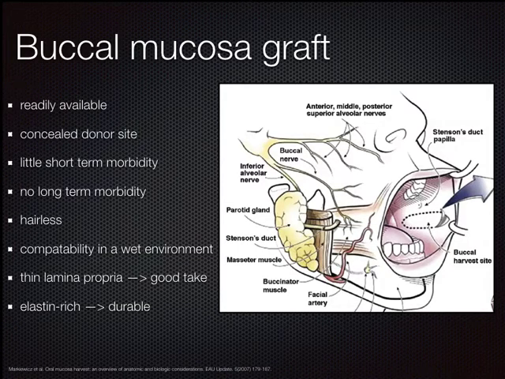Relevant surgical anatomy is to identify and preserve Stenson's duct, which originates from the parotid gland and exits as a papilla, which is just adjacent to the second maxillary molar. The second very important structure is the buccinator muscle, which is deep to the buccal mucosa. This needs to be preserved and not injured during the graft harvest because it can result in poor wound closure and even facial muscle dysfunction.